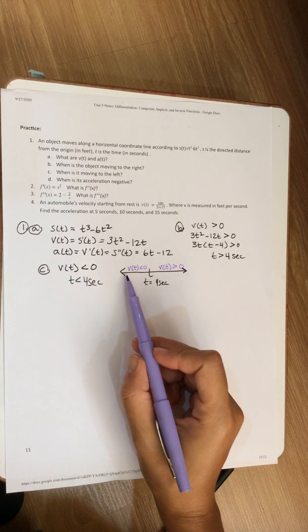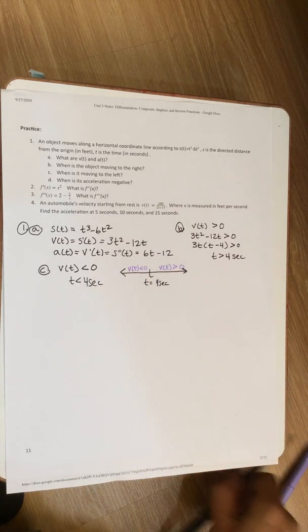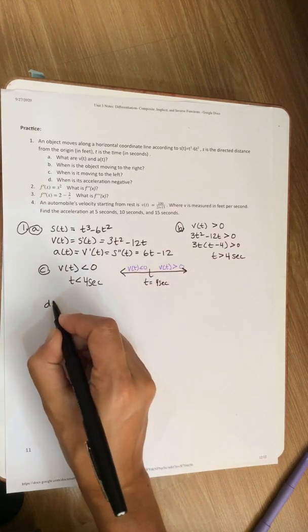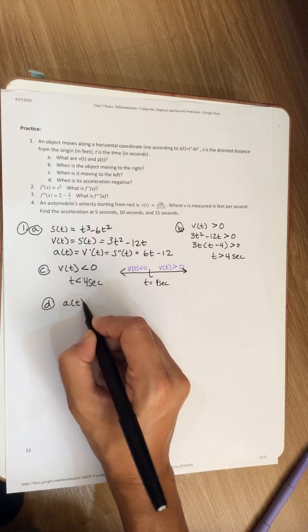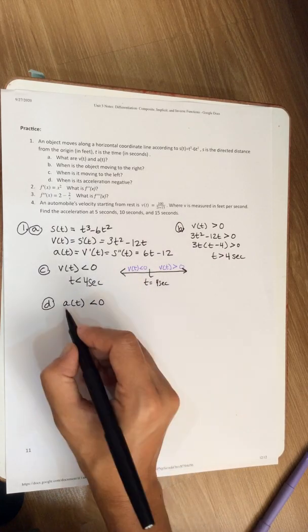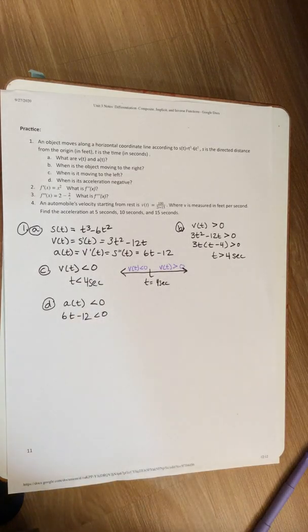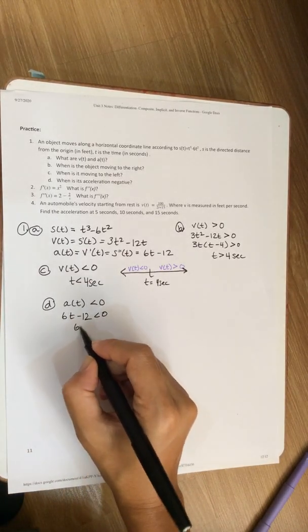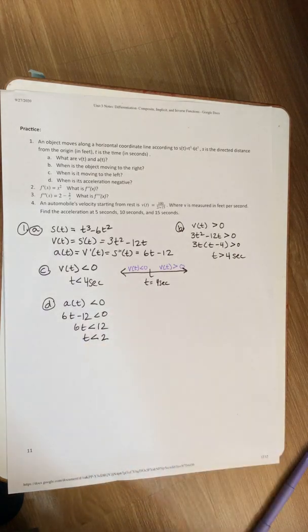So if you're thinking about it, actually let's do D first before we do that. So D is saying, when is the acceleration negative? Okay, so when is A of t less than 0? When is 6t minus 12 less than 0? Well, that is when 6t is less than 12. That is when t is less than 2.